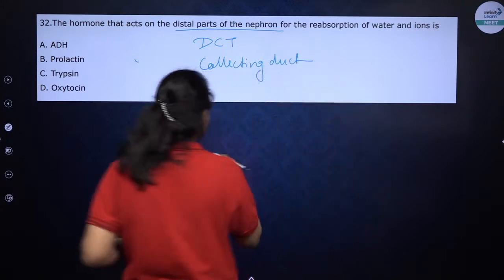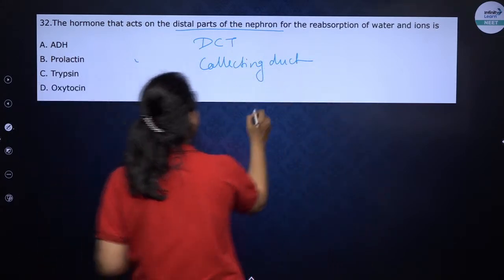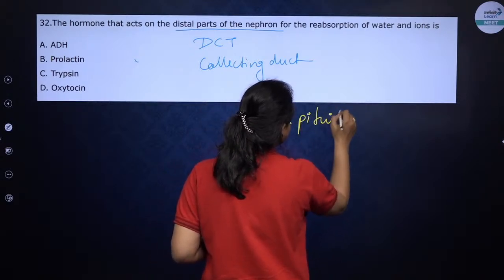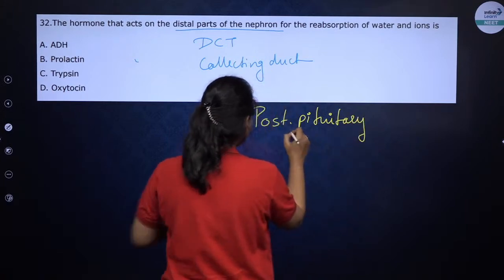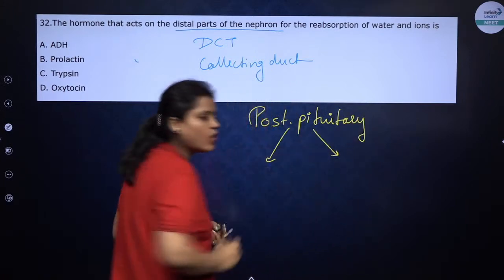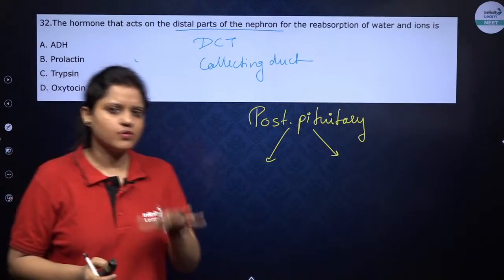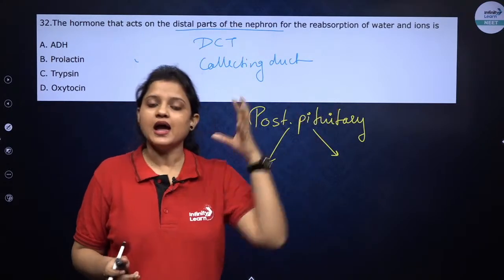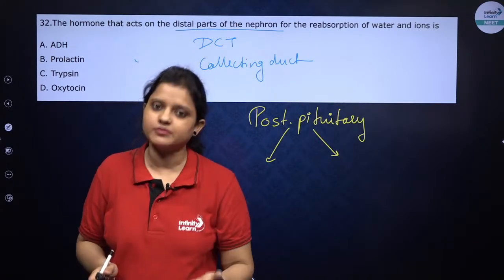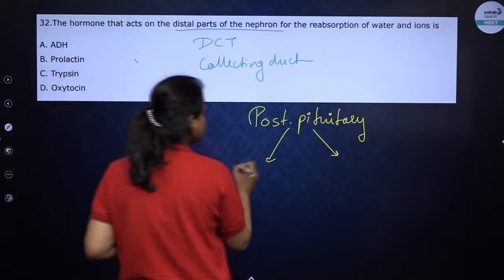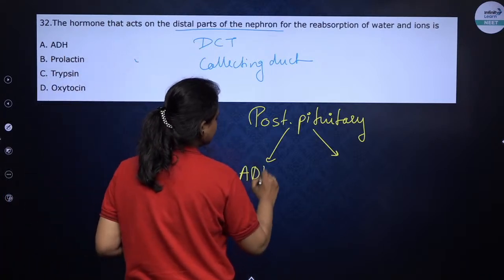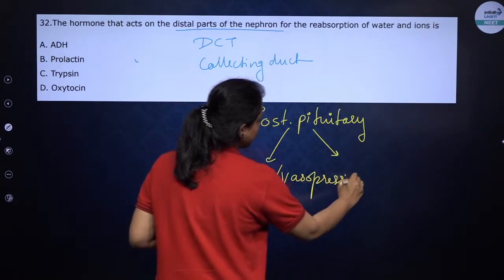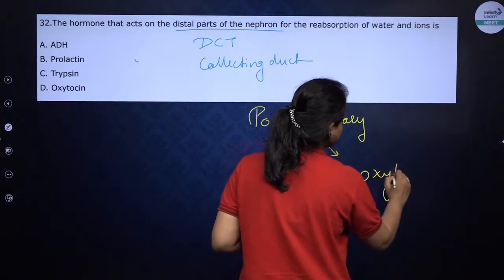So let's write it down. Posterior pituitary releases two hormones. Remember, these posterior pituitary hormones, children, are formed in the hypothalamus and stored in the pituitary gland and released from there, right? So posterior pituitary will release two hormones. One is ADH, also known as vasopressin, and the other one is oxytocin.